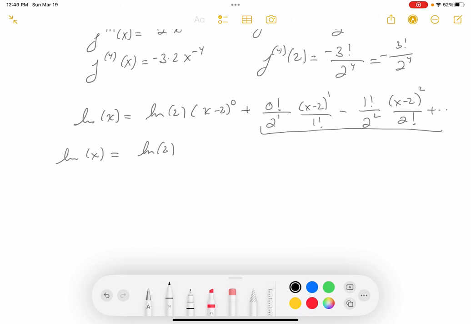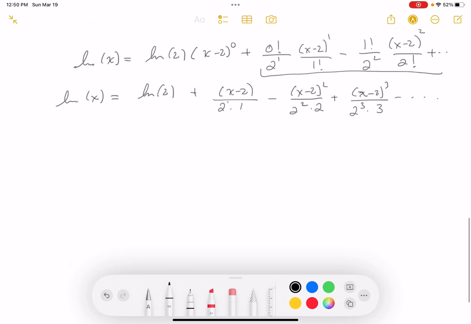And what am I seeing? I'm going to start writing it down now. I'm seeing plus, let's see, (x minus 2) to the first power. And then I see this 0 factorial, 1 factorial, so it's going to say 1. And then it's going to be minus (x minus 2) squared, 2 squared, and 1 factorial, 2 factorial on the bottom just gives me a 2. Next one would be (x minus 2) cubed, 2 cubed, and then when you get there, you get 3, right? So forth and so on, all right?